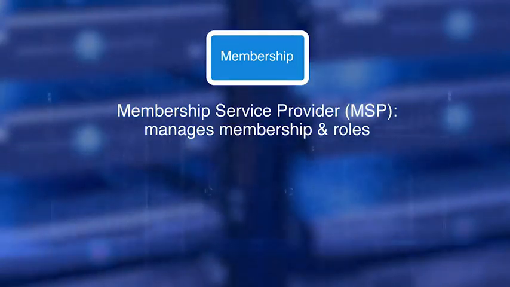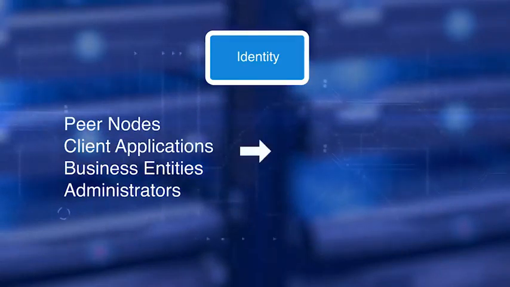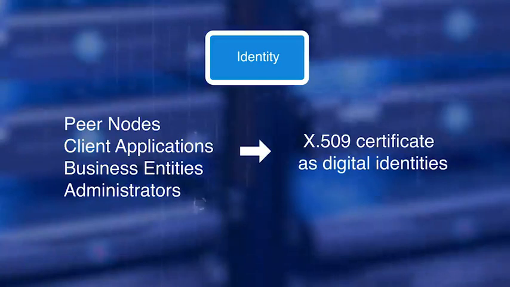Participating entities should have verifiable identity. For realizing trust, the default implementation of MSP uses an X509 certificate as a digital identity. The peer nodes, client application, business entities, and administrators need uniform identities in the fabric. Each is assigned an identity that is an X509 certificate. These identities determine the role of the entities and the permissions they have for accessing the resources in the blockchain network. This leads us to the next question.